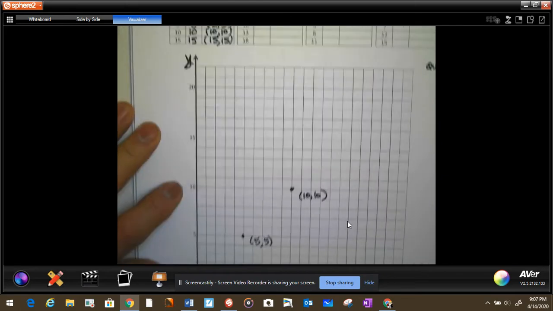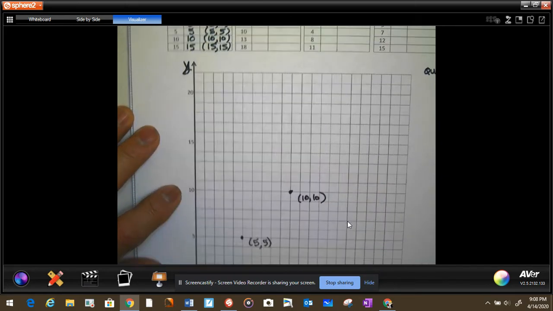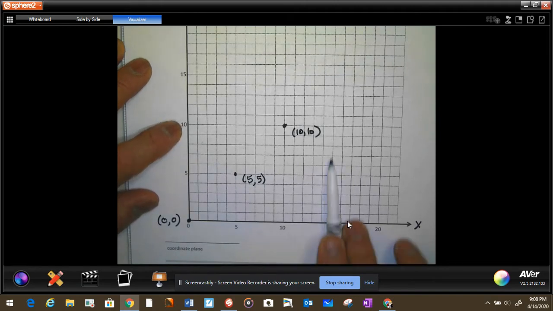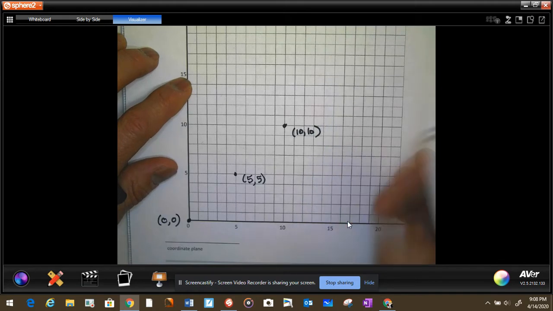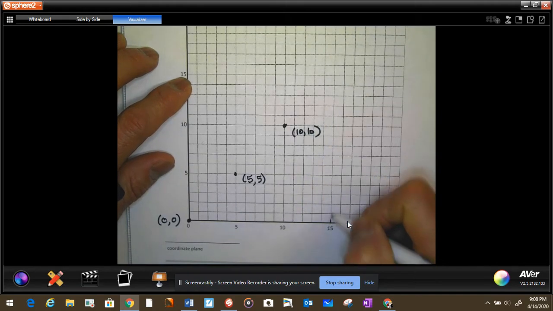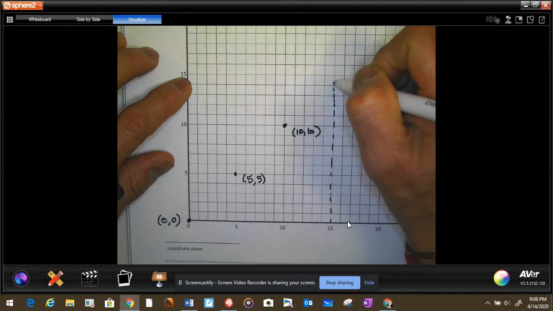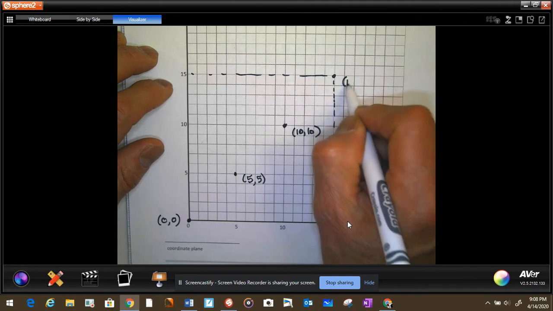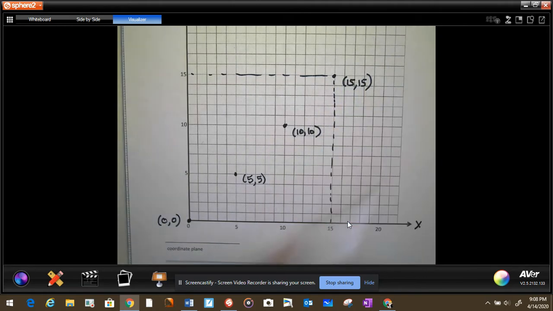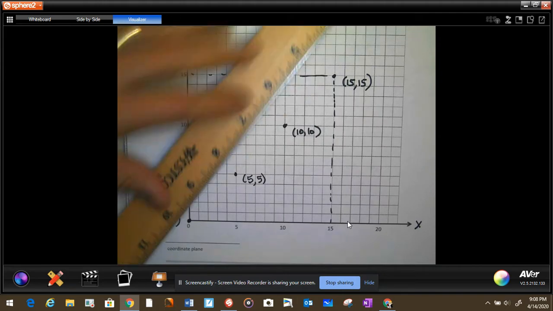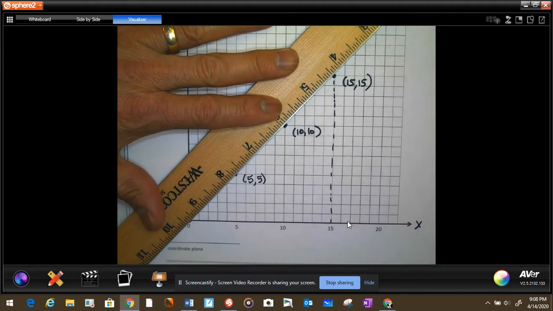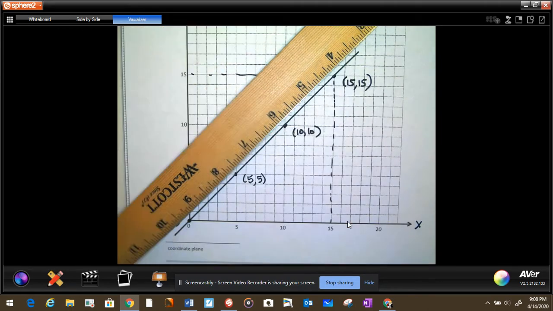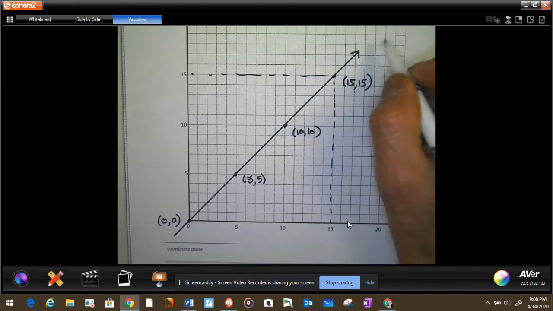And our last point to plot is 15. Both of them are the same. So for x, we run to 15, and then we jump to 15. Let me make sure I follow this correctly, because I can make a mistake easily. Oh, there it is. So this is coordinate pair 15, 15. And again, those are the points on a line. Let me show you the line. There are many, many more points on this line, but these are the ones we're working on right now. So this is going to be line P.